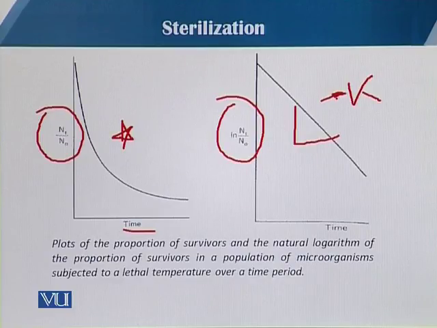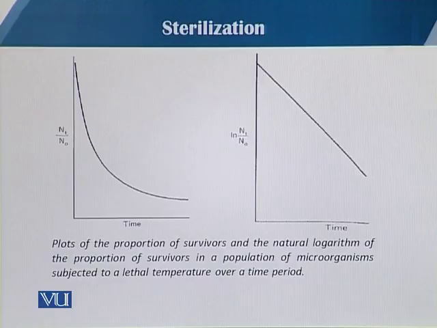So the plot is of the proportion of the survivors, the natural logarithm of the survivors. N naught is the total number of contaminants, and Nt is the number of viable contaminants that remain present, which we call the survivors in that particular medium. By this we can calculate the k, the specific death rate in sterilization kinetics.